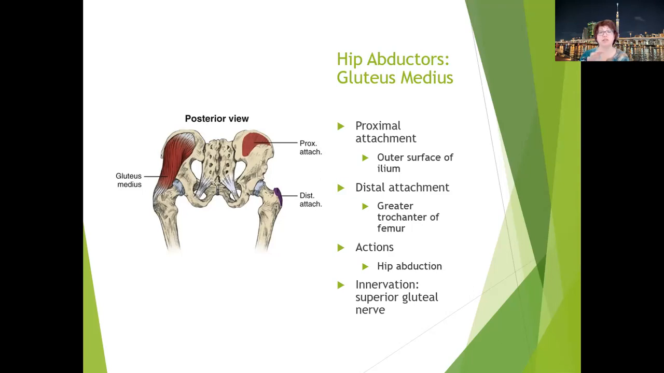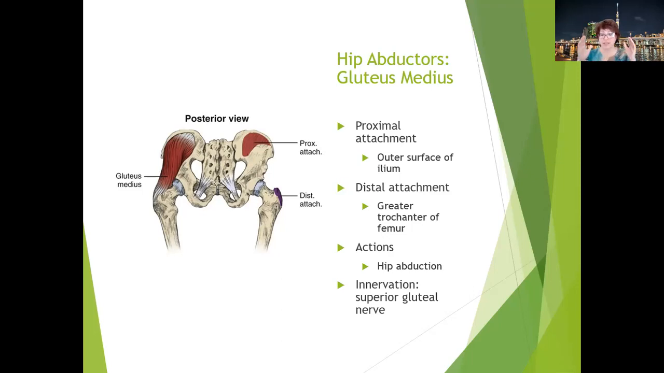The proximal attachment, or origin, of the gluteus medius is the outer surface of the ilium. And you can palpate the origin and the insertion of the gluteus medius. So the distal attachment is the greater trochanter. So, obvious line of pull for abduction.